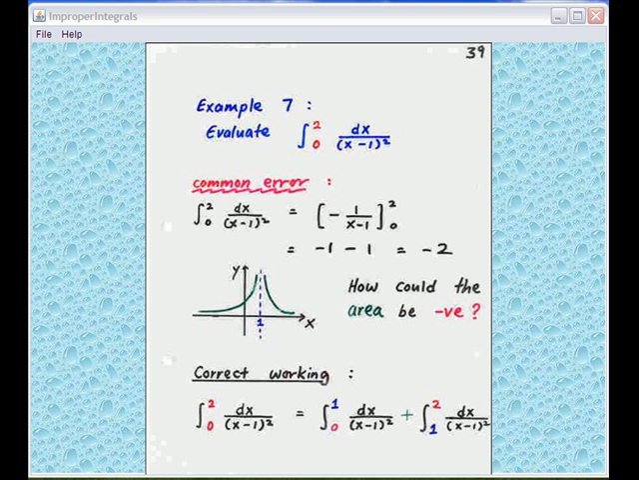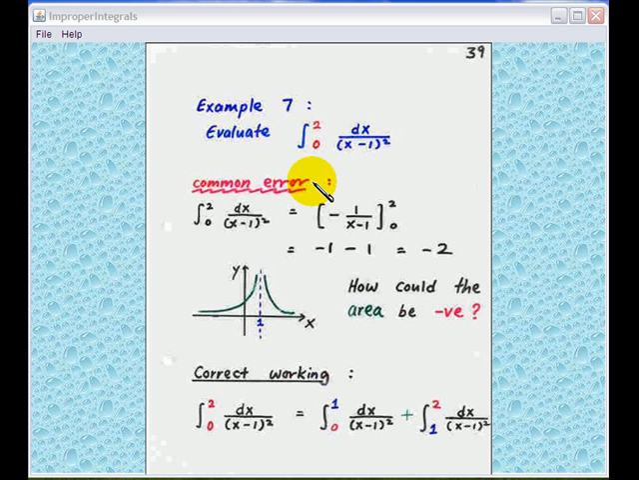The final example of the type 2 improper integral is to evaluate the integral from 0 to 2 of 1 over (x minus 1) squared. Now, you have to recognize that this is an improper integral.